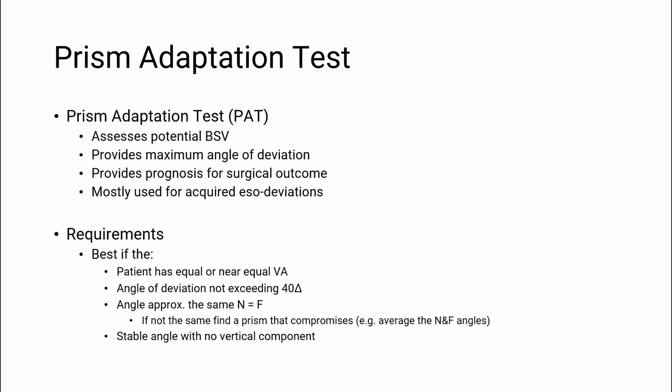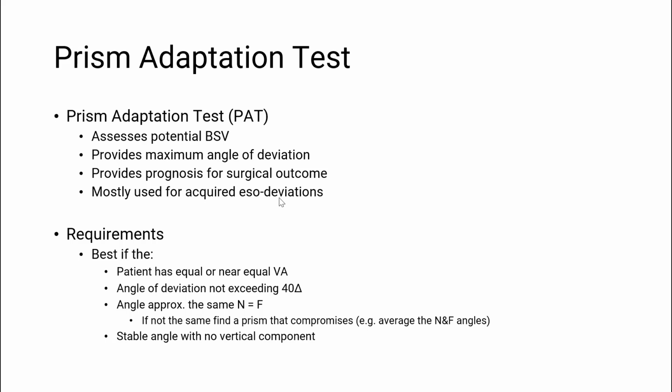So overall, it can provide us with a prognosis for surgical outcome, and we know whether we may achieve a functional outcome. Now, in terms of selecting patients for the Prism Adaptation test, generally they will have an acquired esodeviation, and a deviation that does not exceed 40 diopters. They should have relatively equal vision, and you'd like a non-specific stable angle deviation.